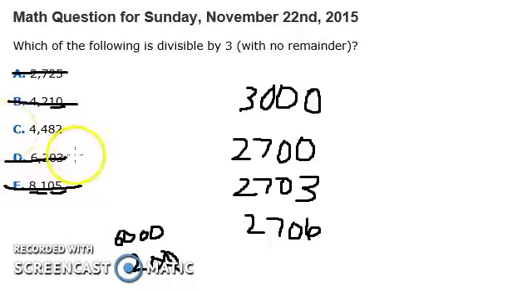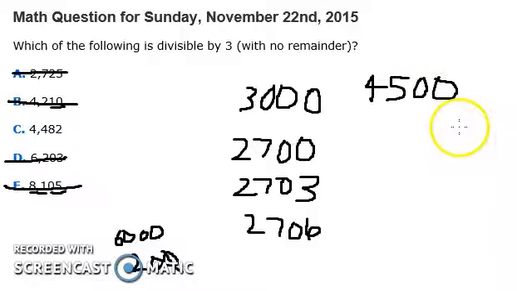So that one's your answer, but just to check it, I'll show you how I did it using this method. What I did with this one is I actually went up. So these first two digits are 4 and 4. I went up to 45, because 45 is a multiple of 3, or it is divisible by 3, because 3 times 15 is 45. So that means that 4,500 is divisible by 3.